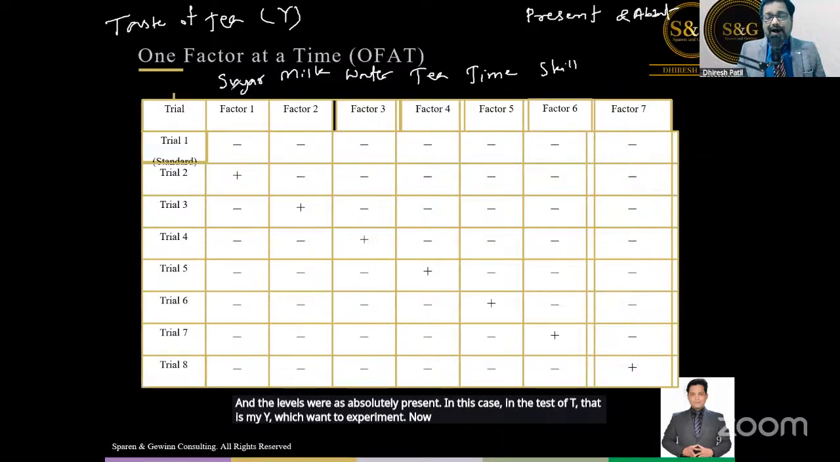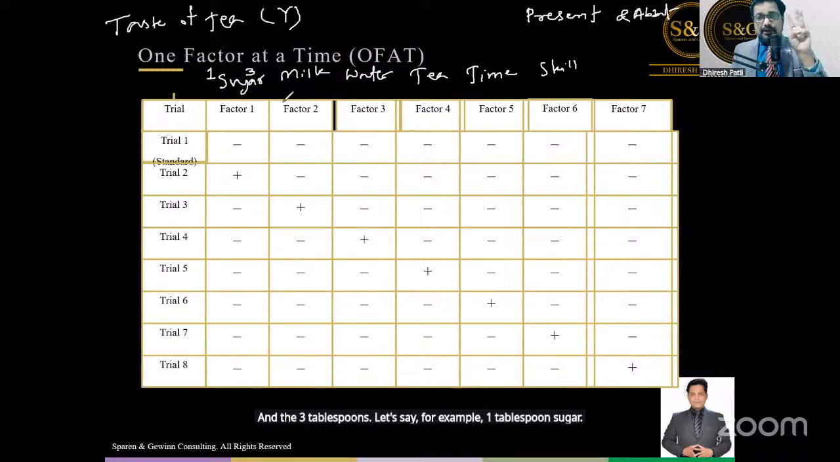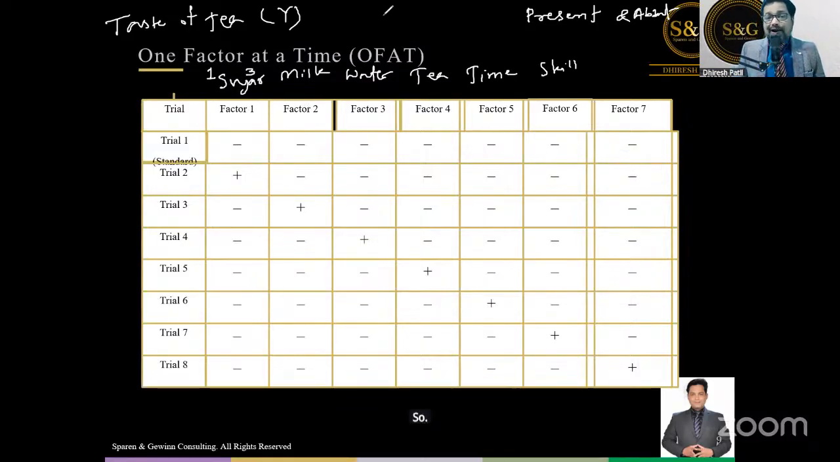Now, let's say I want to set up the levels for each and every factor. So sugar, I will put 1 tablespoon and 3 tablespoon. So 1 tablespoon means the lower level and 3 means the higher level. The lower level will be denoted by a minus sign, the lower setting, and the plus sign will denote the higher setting of that parameter.